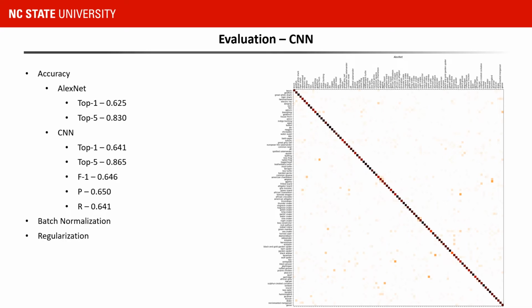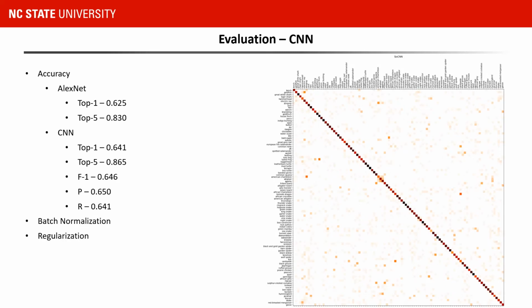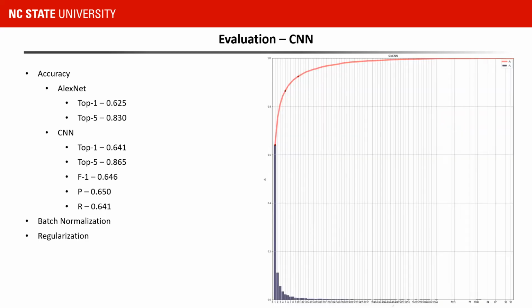A confusion matrix for AlexNet represents training set performance, which is about 10% higher than test set results. The confusion matrix for our CNN model indicates similar performance on a test set. A top-n probability density evaluated across each class forms a top-n distribution, with top 1, top 5, and top 10 performance indicated.